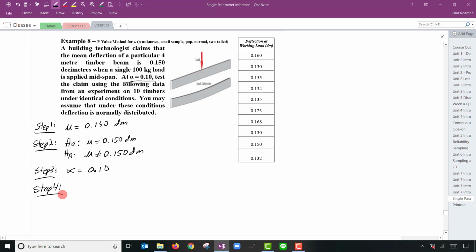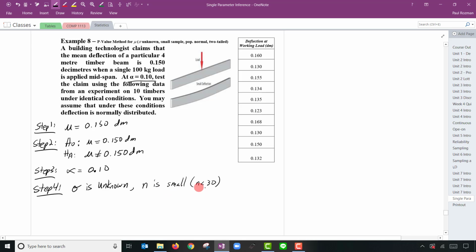Step 4, check our conditions. Sigma is unknown. We have no idea what sigma is. N is tiny. It's way under 30. We only did 10 tests. So we could be in trouble here.